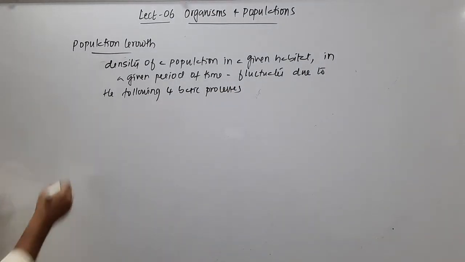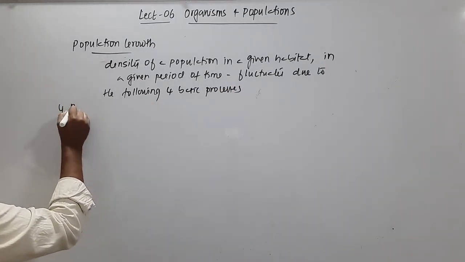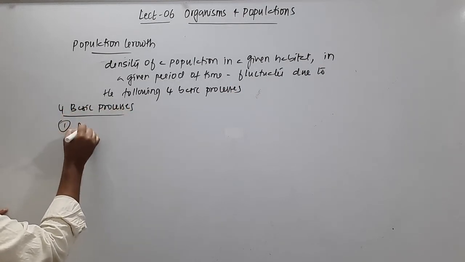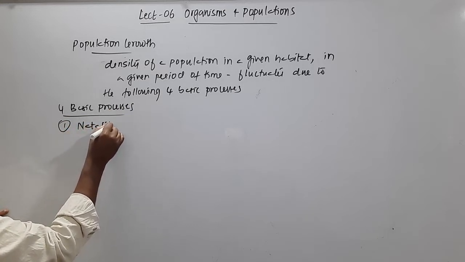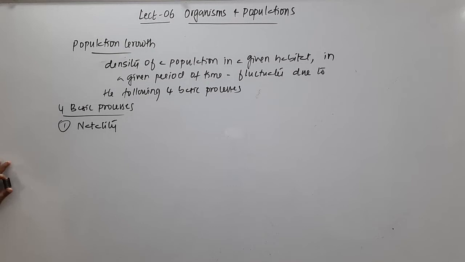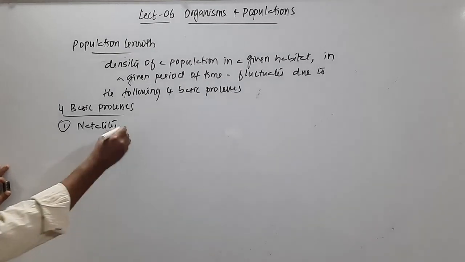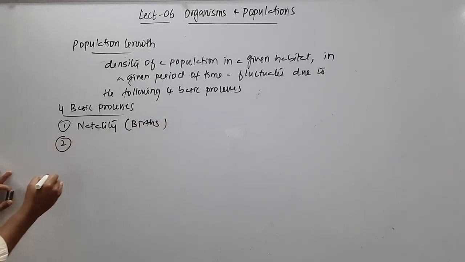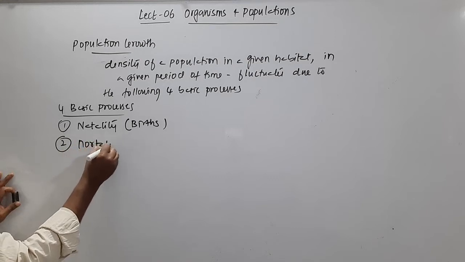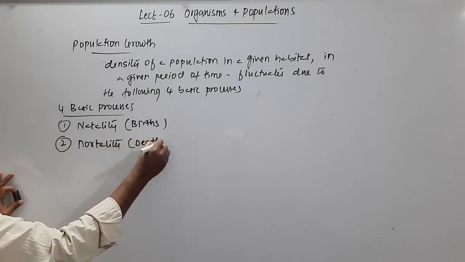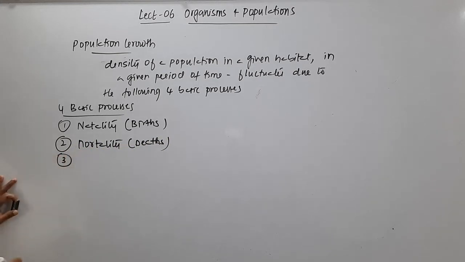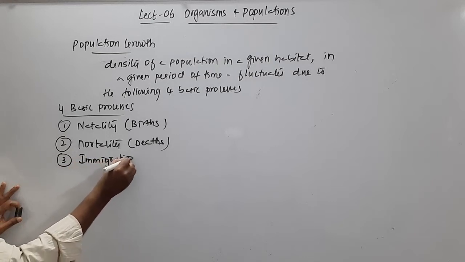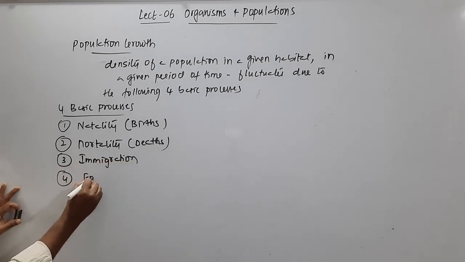And what are those four basic processes? These four basic processes include, okay, natality, which indicates the births. And second one, okay, the mortality. So this indicates the deaths. And then the third one, immigration. And the fourth one, emigration.